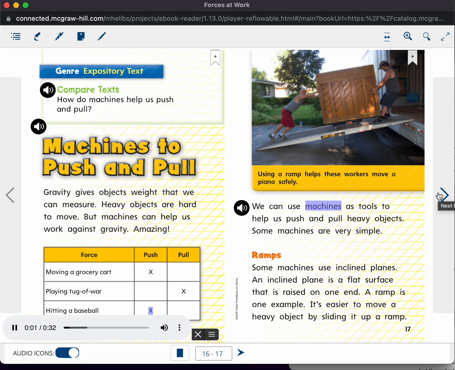We can use machines as tools to help us push and pull heavy objects. Some machines are very simple. Ramps. Some machines use inclined planes. An inclined plane is a flat surface that is raised on one end. A ramp is one example. It's easier to move a heavy object by sliding it up a ramp. Caption: Using a ramp helps these workers move a piano safely.